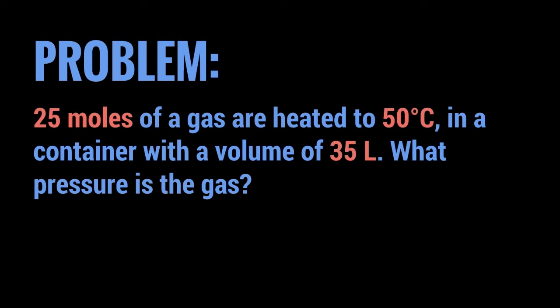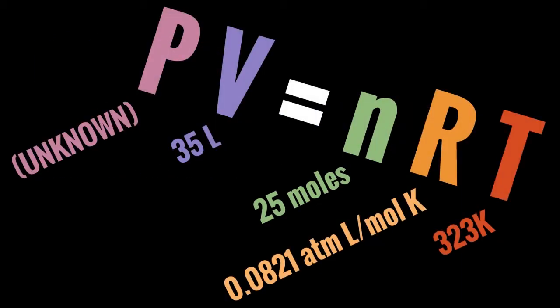All right, so now we have a problem, and Wallace will go through this problem. That's right. So we have the problem: 25 moles of gas are heated to 50 degrees Celsius in a container with a volume of 35 liters. What is the pressure of the gas? We have our equation, PV equals nRT. We want to write down everything we know. So the unknown, what we're looking for, is pressure. We have a volume of 35 liters, 25 moles of gas, and we are going to be using the gas constant at 0.0821, which correlates with our units, and we have 323 Kelvin.